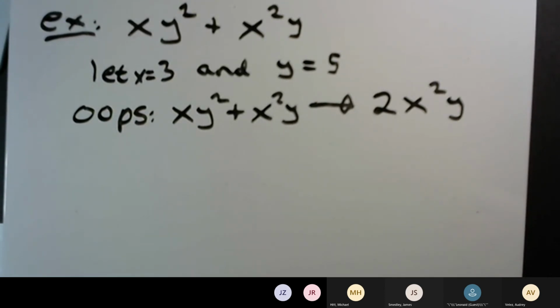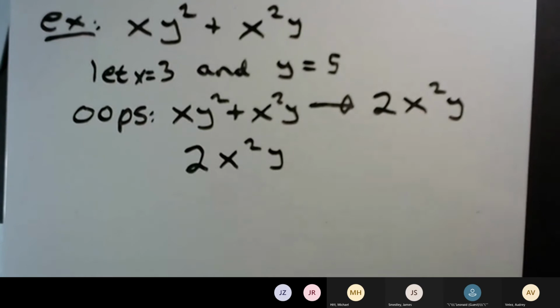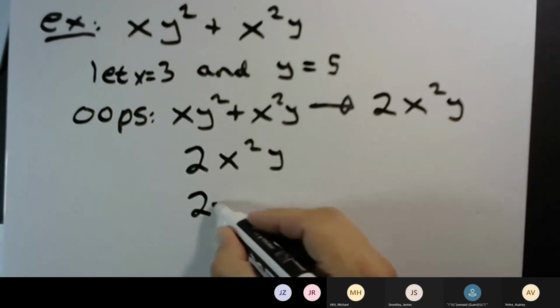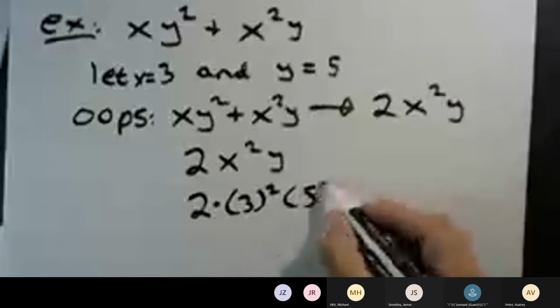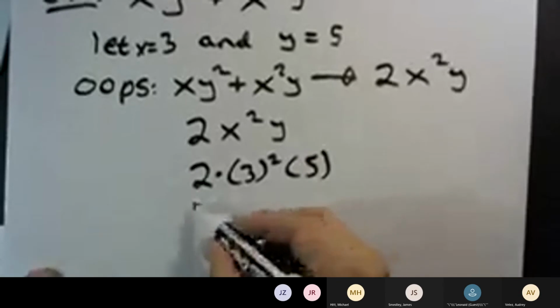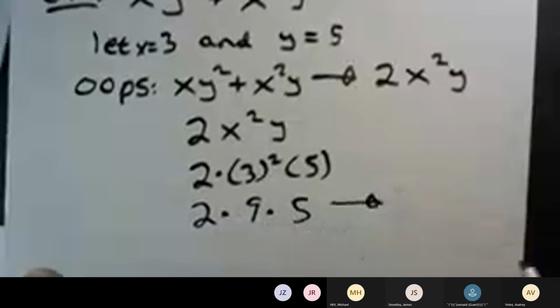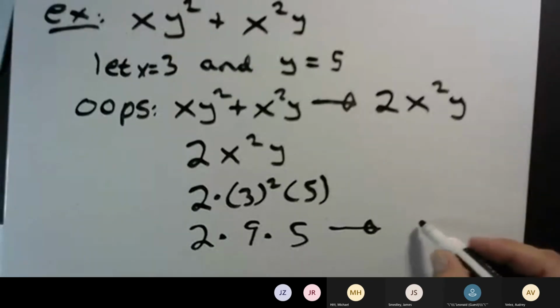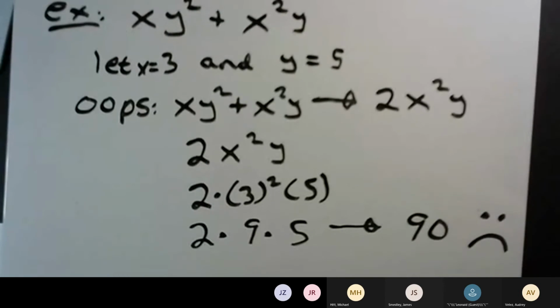We can't combine them. And so if we try to combine them, and then we make our substitutions, we replace x with 3 and y with 5, we're not going to get the same answer as before. We'll get 2 times 9 times 5, and it doesn't come out to 120. It comes out to 90, which is not the right answer.